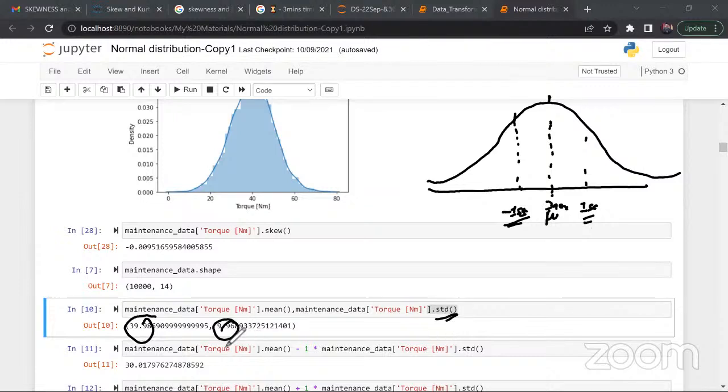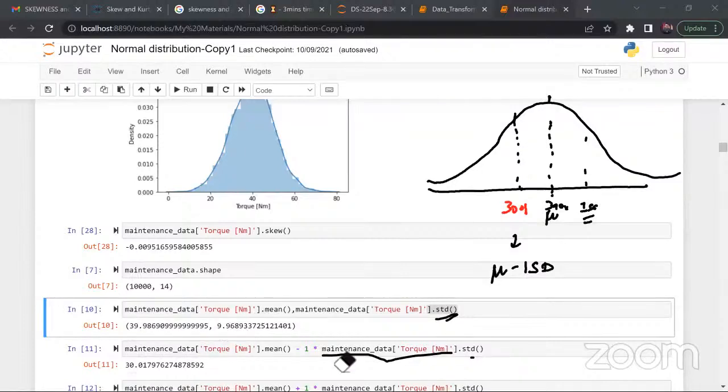All right. Now for calculating minus 1 standard deviation, this is measured from the central value. So what I'm doing is maintenance torque data dot mean minus 1 multiplied by maintenance data dot standard deviation. It is 30.01. So this value is nothing but 30.91, 30.01, sorry.